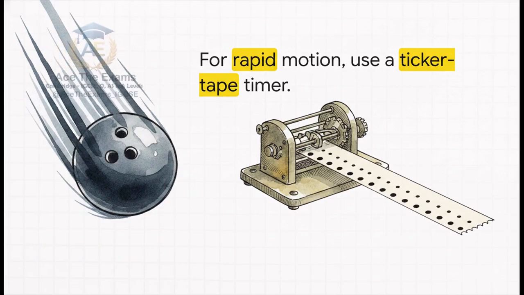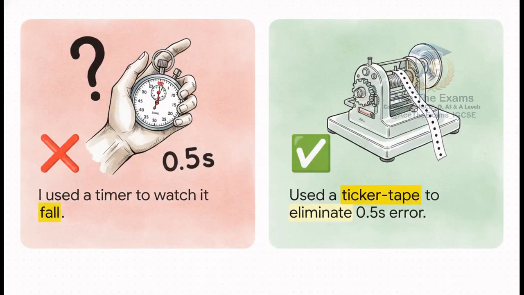For rapidly changing measurements of an object's motion, you have to write down that you would use a ticker tape timer or maybe a data logger connected to a computer. These specific devices take messy human error completely out of the equation. Just look at this side-by-side comparison to see exactly why this framework matters so much.